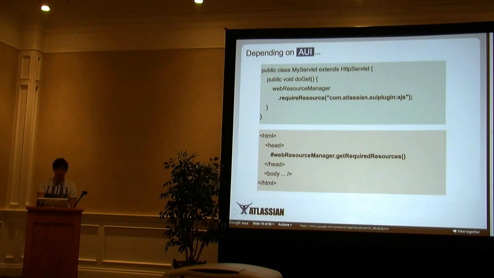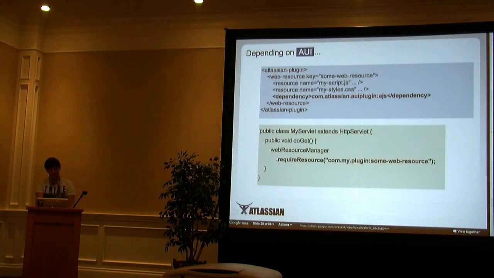This is a bit of a contrived example because you probably won't want to depend on AUI or import AUI directly into views like this. More likely, you'll probably have your own web resource with your own script and CSS files, and you'll declare a dependency on AUI in your web resource. So in this Atlassian plugin XML file at the top, we've got a couple of resources. Possibly they interact with AUI. And we've got a dependency declared on that AUI module key that we saw before.